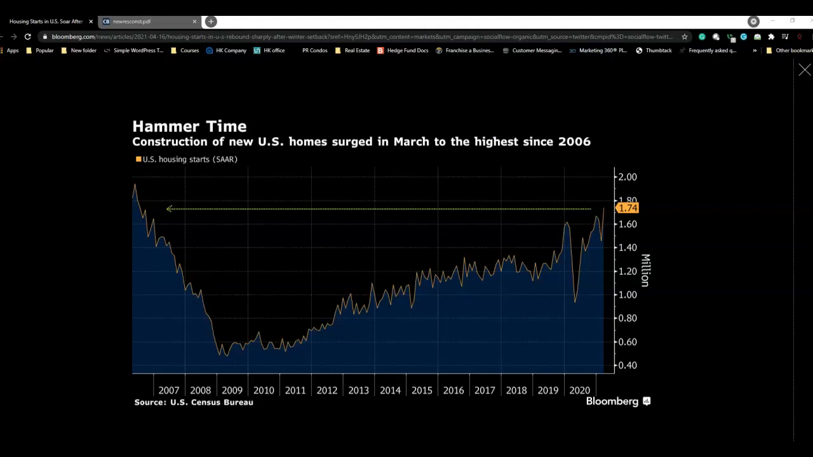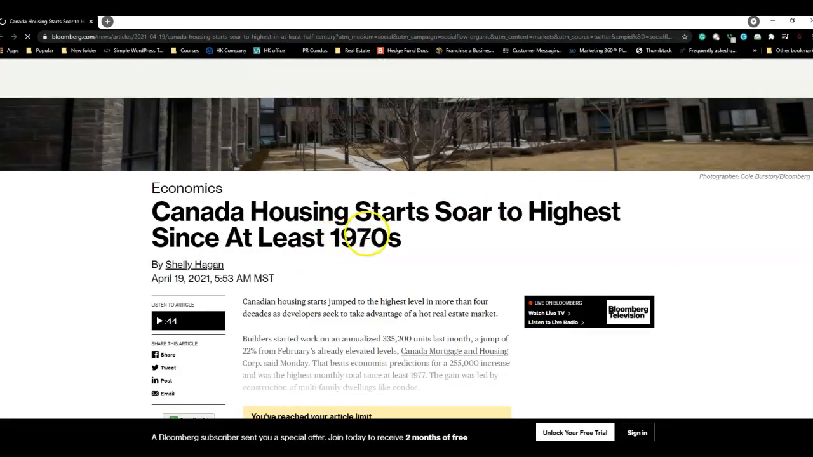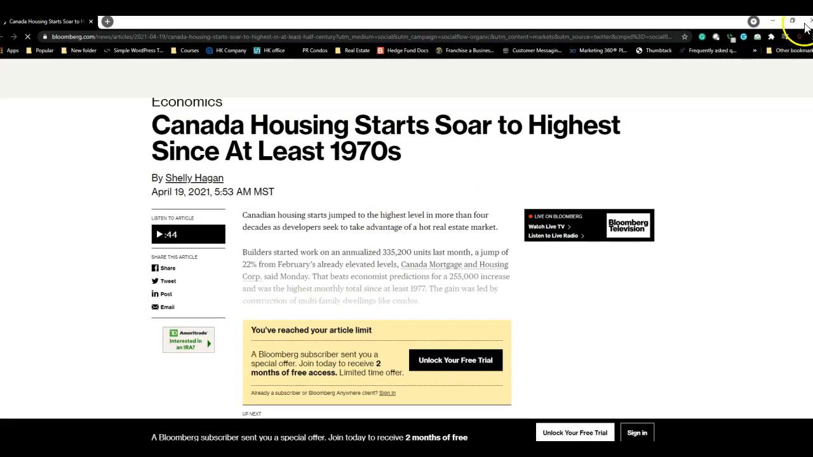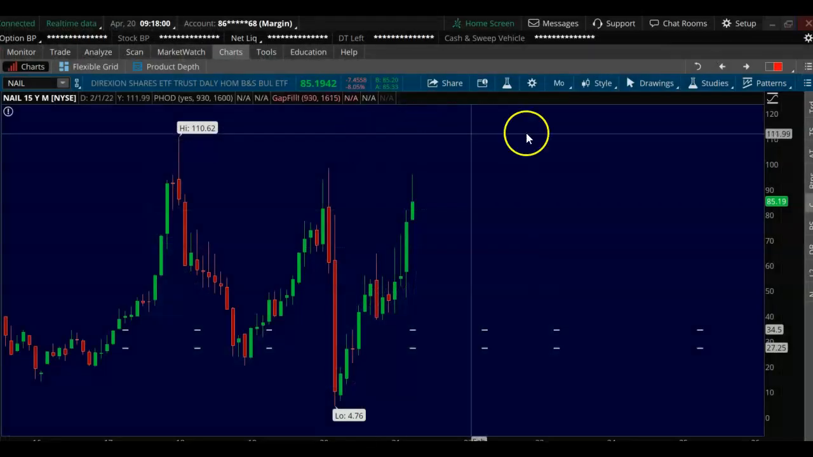This data came out last week. There's also additional data that came out from Canada. Housing markets pretty much across the world, for the most part, not everywhere, are through the roof. So this same thing happened in Canada. Yesterday, the report came out on Bloomberg: Canada housing starts soared to the highest since at least the 1970s. Obviously, real estate is on fire. Even Canada's seeing that, and you're seeing it in the US. So you're getting all this good data.